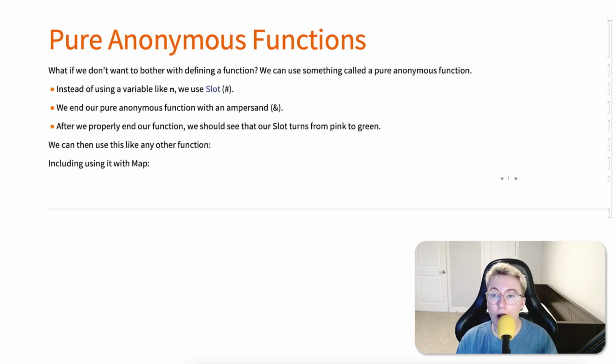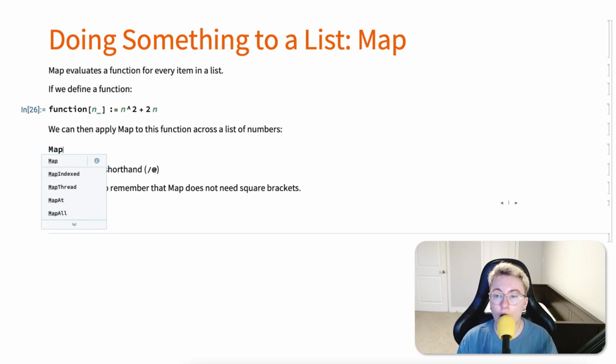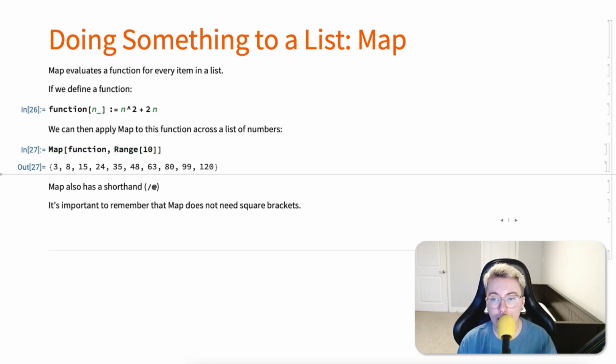Another way we can apply an operation to every item in a list is with the function Map. Map takes a function and will then use that function on every item in a given list, returning a new list. We can see this in action if we think back on what we learned in the first chapter of this section and define our own function. Let's define our function to be the same operation we just did with Table. We can then use Map to use this function across a list of numbers. Our first argument is the function, and our second is the list, in this case using Range to create a list of numbers between 1 and 10.